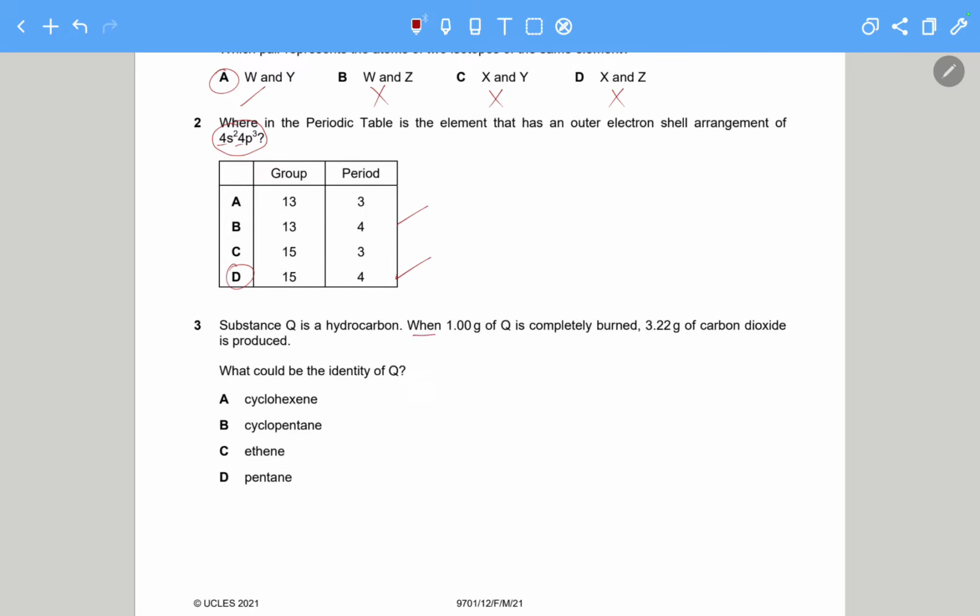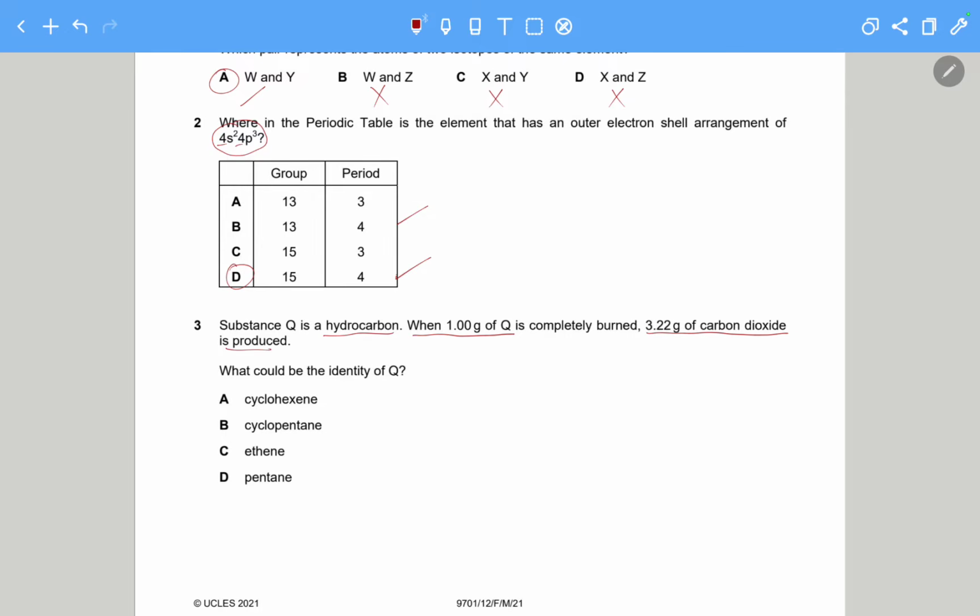So let's note down the masses first. Let's underline these important details that they have given, and substance Q is a hydrocarbon, which is also an important detail. Now the thing with this question is that we have to go through each and every option, because just by looking at it we will not get anything in our brains.